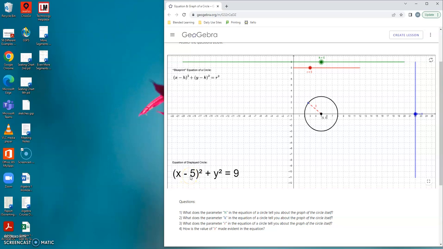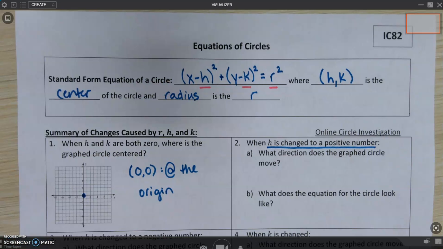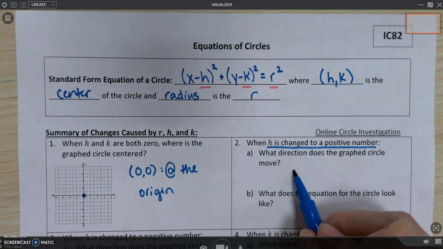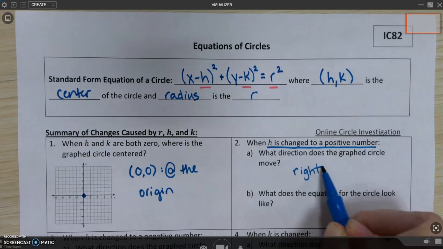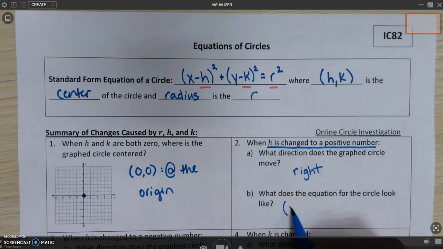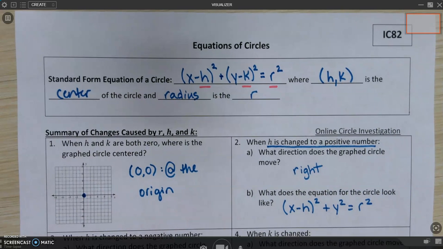So there are some things to be careful of with the equations of circles, because what you see in the equation is not the full picture of what's actually happening on the graph. When h is positive 5, it's going to look like a negative 5 in that equation. So the direction that the graph moved would be right, but the equation is going to look like x minus h still, and then we'll have our y squared and our r squared to finish out that equation.